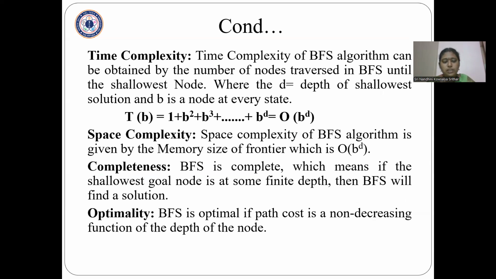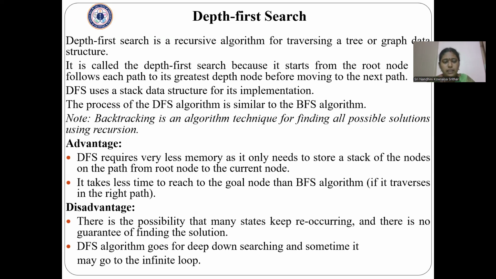So the time complexity of the breadth first search is T of B equal to 1 plus B square plus B cube plus up to B power D, equal to order of B power D. Then space complexity is also order of B power D. Completeness: it is a complete one because it finds the goal node. Then optimality: it is optimal if path cost is a non-decreasing function of the depth of the node.